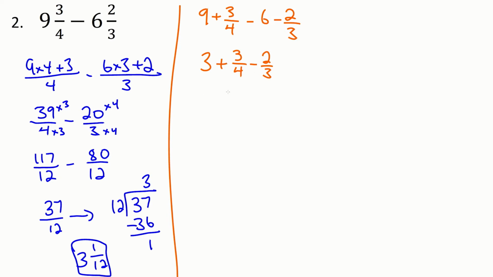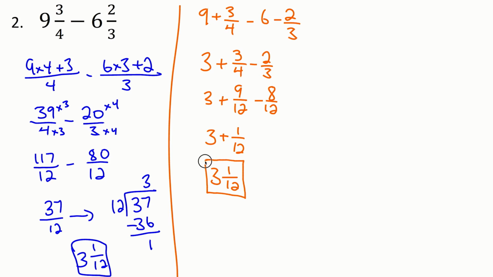So common denominator is still going to be 12, so let's carry down that 3, and 12 are our denominators. So to get the 4 to a 12, it was a times 3, so that gives us a 9, which is 3 times 3 in the top. And 3 times 4 gets us to 12, so 2 times 4 is an 8. So subtracting here, we get 3 plus 1 over 12, which we'll just rewrite back as 3 and 1 over 12. So you can see we get the same answer in both cases.